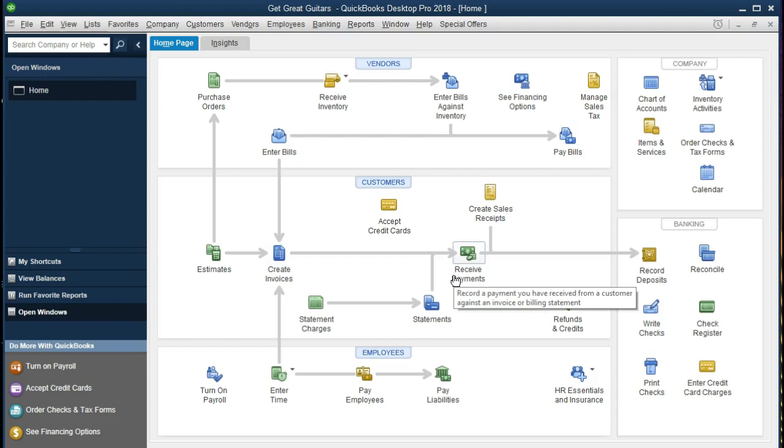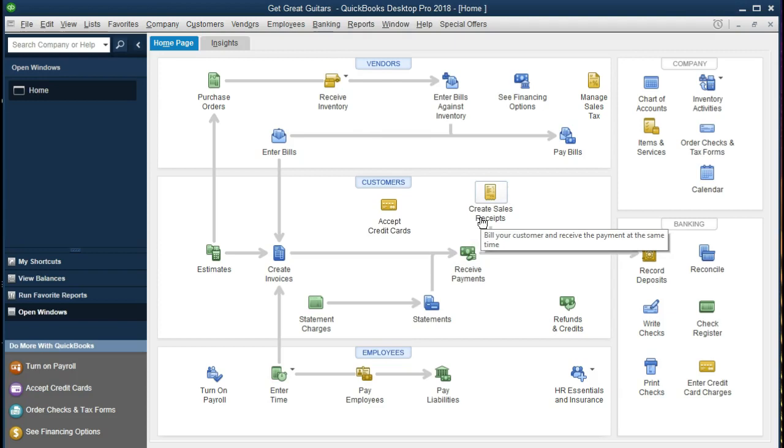If we were to receive payment at the same point in time as we issued the goods, in this case the guitar, so we're selling guitars, so if we sold the guitar and got payment at the same point in time, we probably wouldn't be using the receive payment. We would just have created a sales receipt at the beginning point.